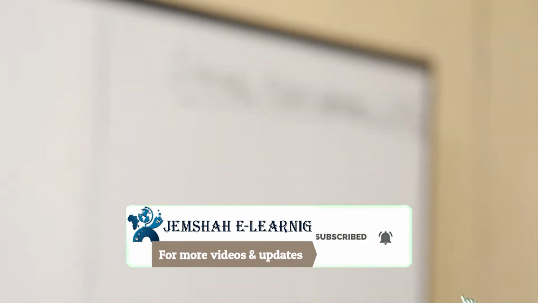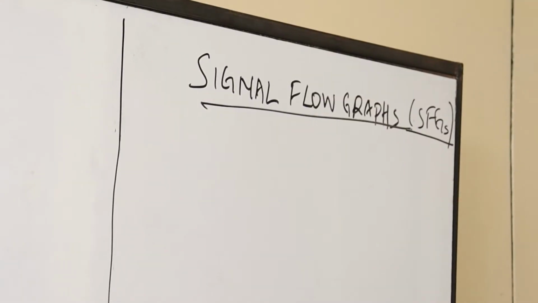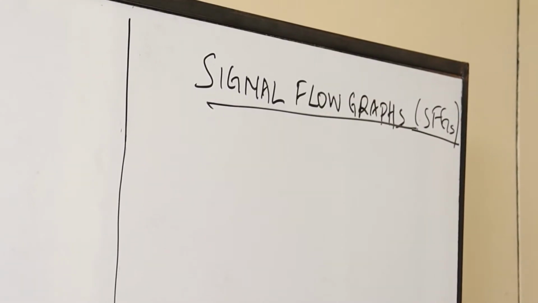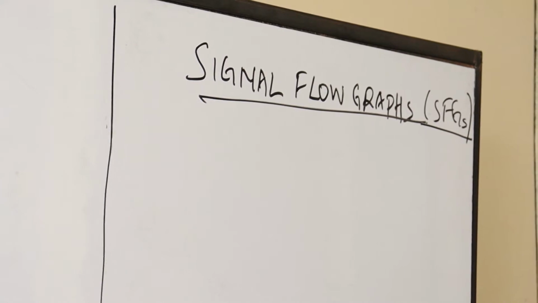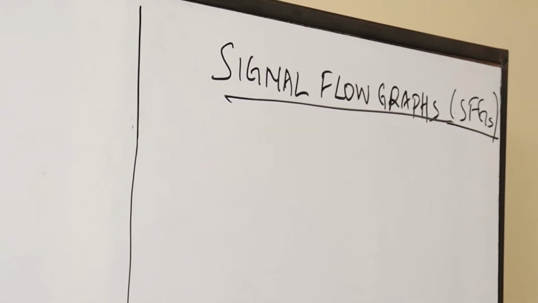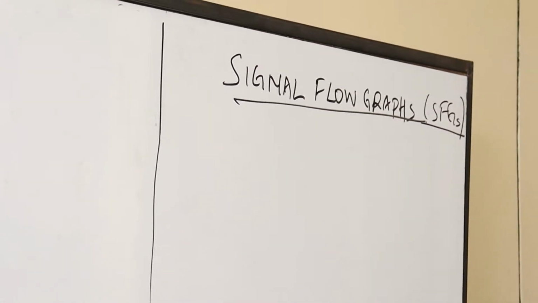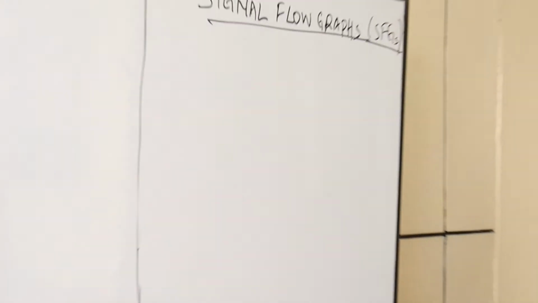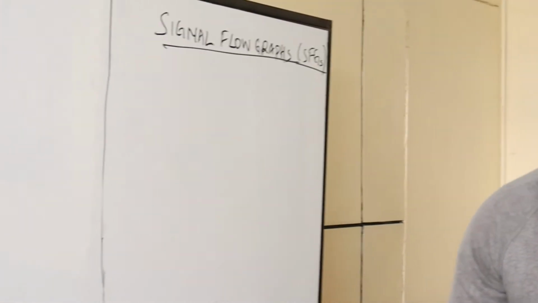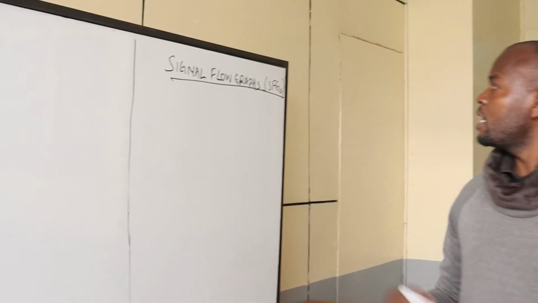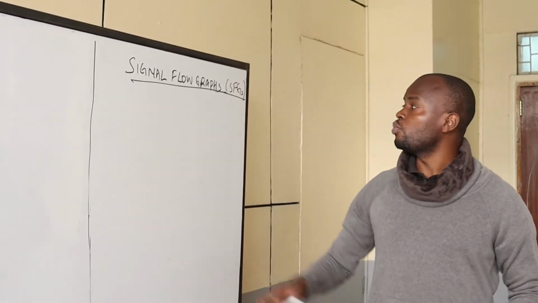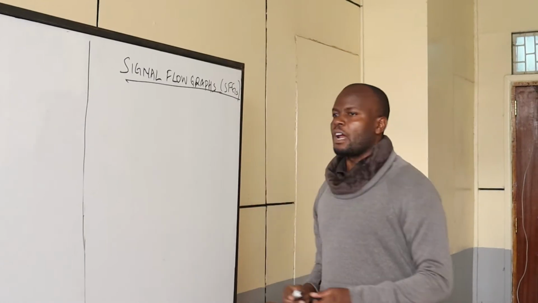But at times the block diagrams are very complicated. They consist of several pick-off points and several summing points, and this makes them tedious when we use the block diagram reduction rules that we talked about earlier. In this case, the alternative approach is to use what we refer to as signal flow graphs.